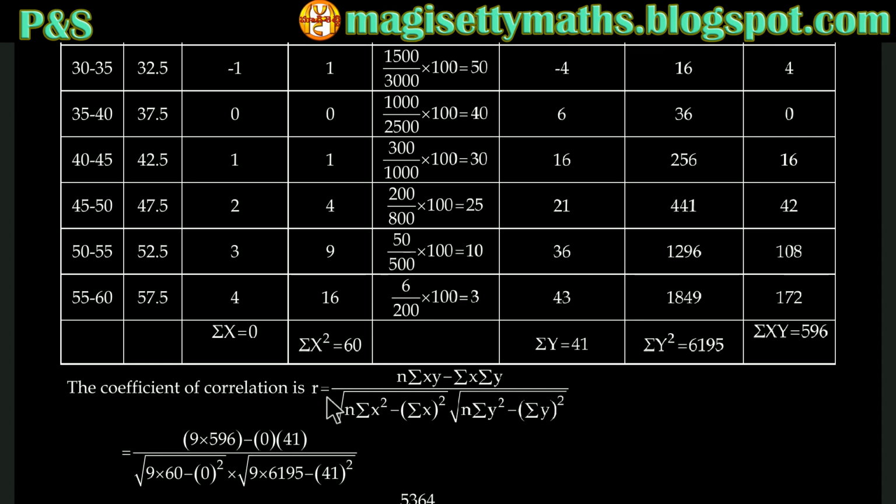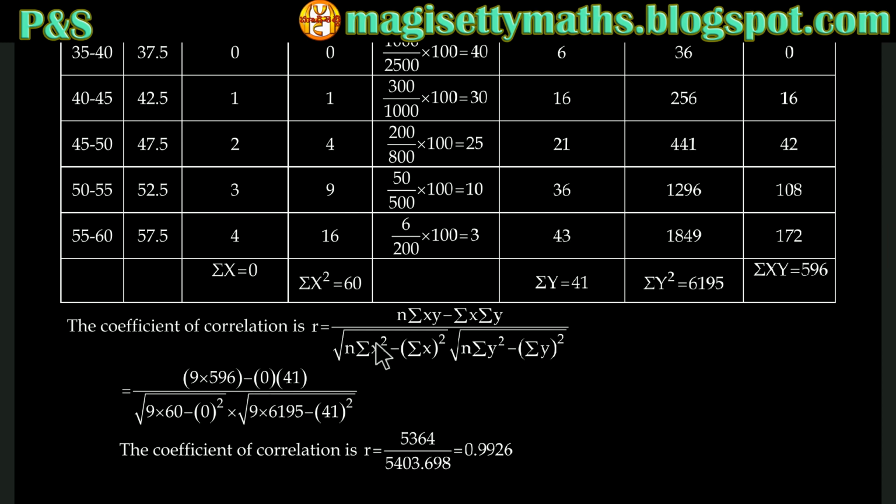Now the coefficient of correlation is given by r equals n into summation xy minus summation x into summation y, divided by square root of n into summation x square minus summation x whole square, into square root of n into summation y square minus summation y whole square.